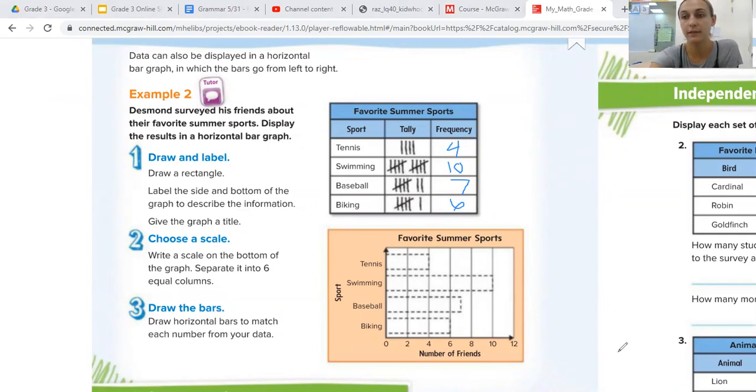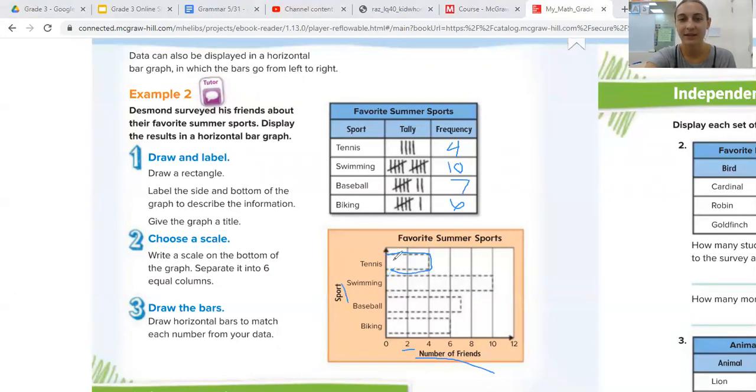First, we're going to draw it out. Then we need to label. So our title is favorite summer sports, same as up here. On the side, we need to label that these are the sports, bike, baseball, swimming, and tennis. And then this is the number of friends. We're going to have our scale set at 2 again, 2, 4, 6, 8, 10. So they've already drawn this for us, but just so you can see, tennis had 4. So we know we go past 2 to 4, and it should be right on that line. Mine's kind of messy.